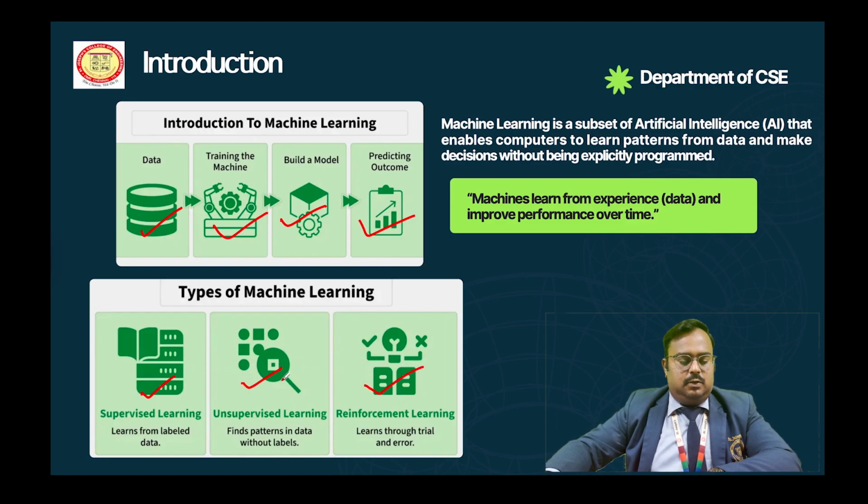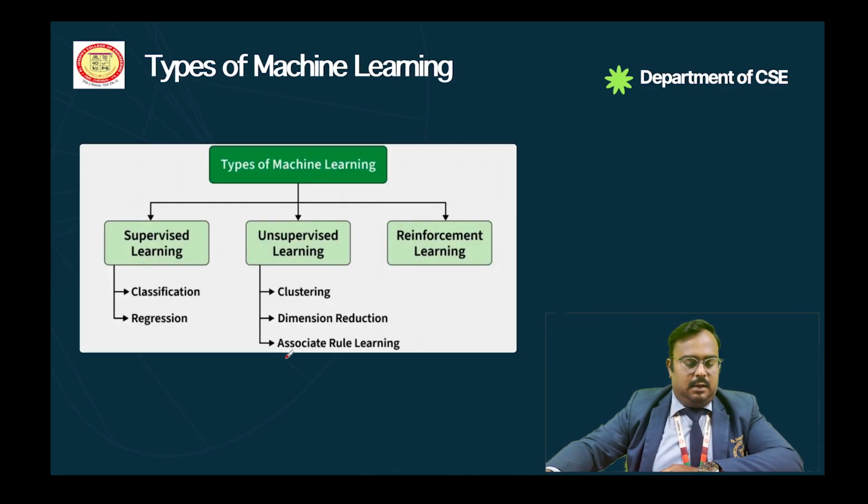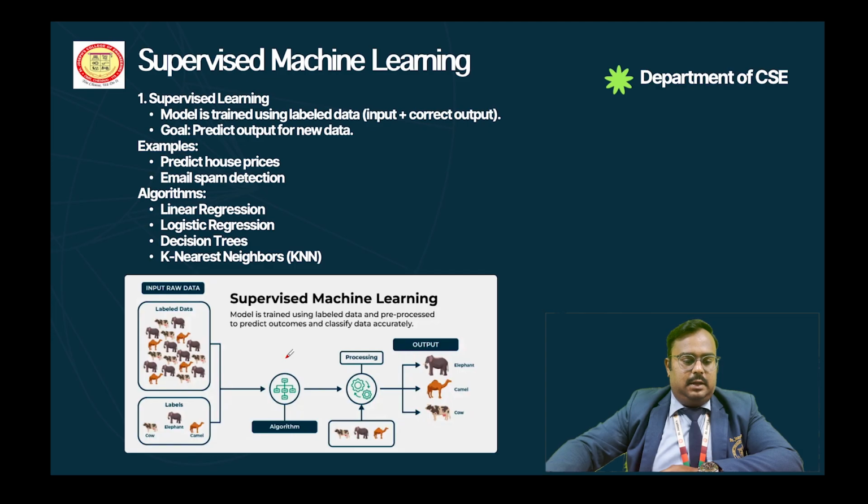So what is meant by supervised learning? Let's discuss here. Supervised learning means the model is trained using labeled data. What is meant by labeled data? In this diagram we have given the input raw data. These are all the labeled data. Labeled data means input plus correct output. The main goal of supervised learning is to predict output for new data.